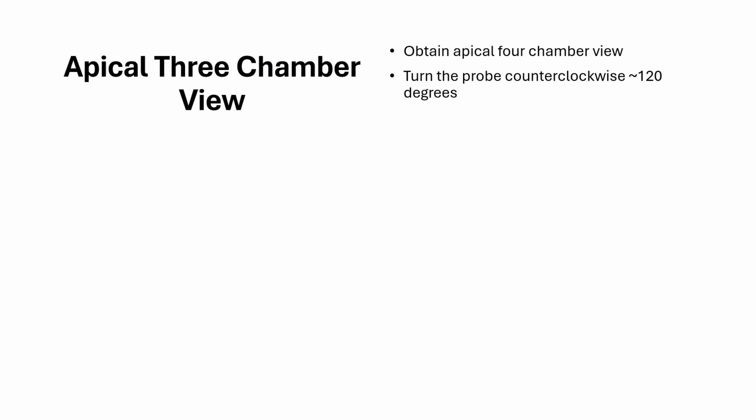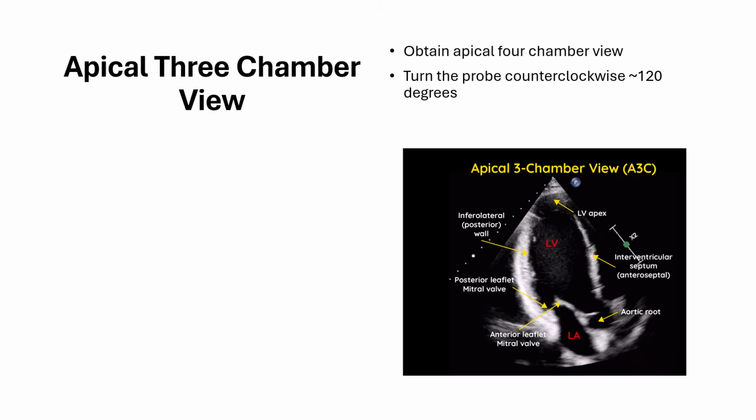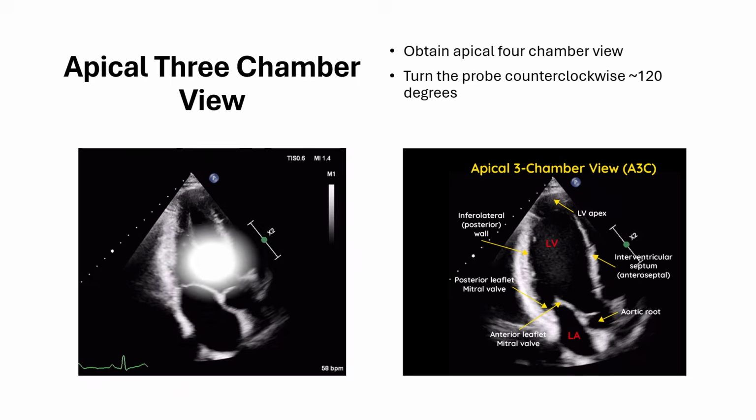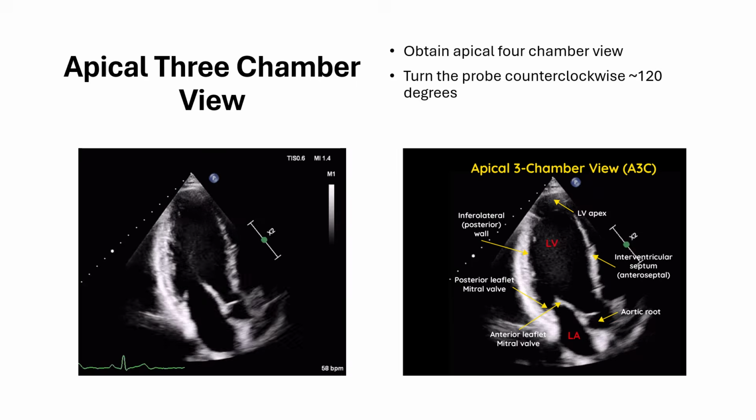Next, we talk about apical 3-chamber view. In order to image this, first obtain a standard apical 4-chamber view, and then turn the probe counterclockwise approximately 120 degrees. Alternatively, after obtaining apical 2-chamber view, keep rotating counterclockwise approximately 60 more degrees, and you should be able to get this view. Here is a frozen image on the right with anatomy labeled for you, and on the left side of the screen you see a video clip demonstrating the same.